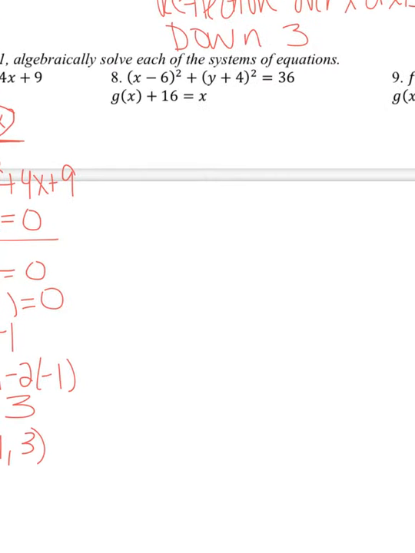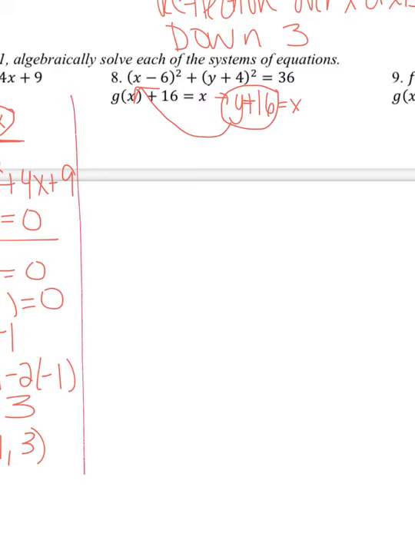So you can rewrite this if you want as y plus 16 equals x. If you want to solve this for y equals, you can. Or you can just plug in for x, because we have equals x. You can take this y plus 16 and plug that in for x up here. So if you do that, this is now y plus 16 minus 6 squared plus y plus 4 squared equals 36.